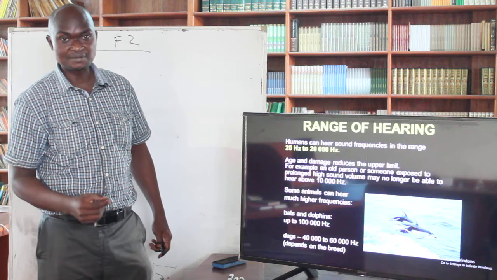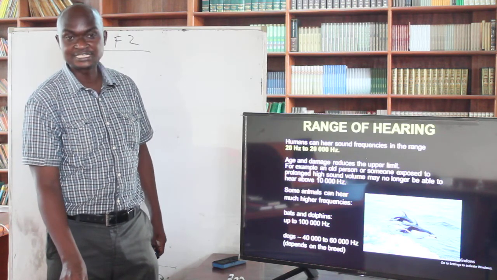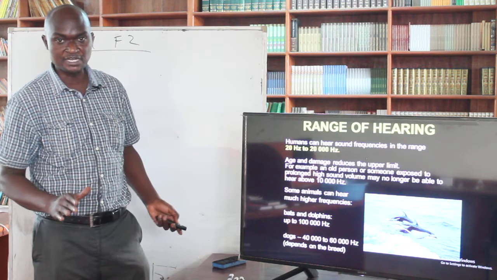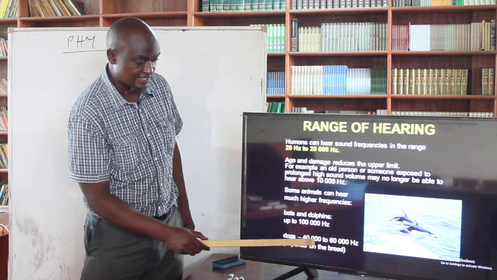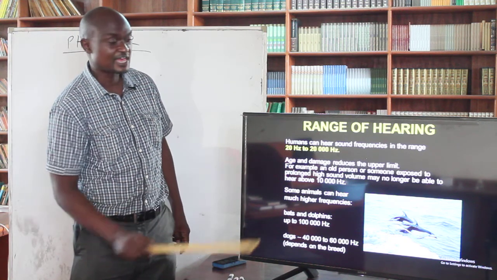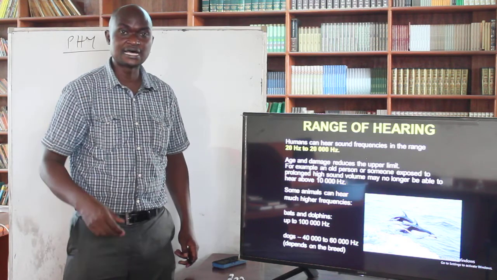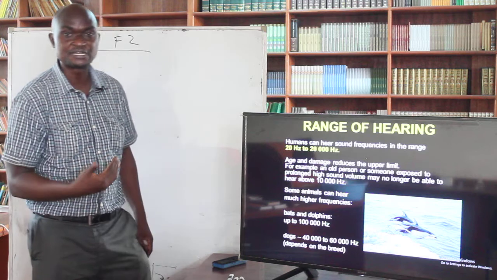Dogs, on the other hand, can perceive sound of between 40,000 Hz to 60,000 Hz, of course depending on the breed of the dog. And because they can perceive this kind of sound, which is much higher than what human beings can perceive, they are very good to be used as security animals to detect the presence of an intruder.